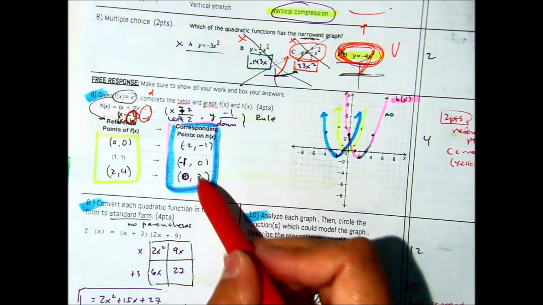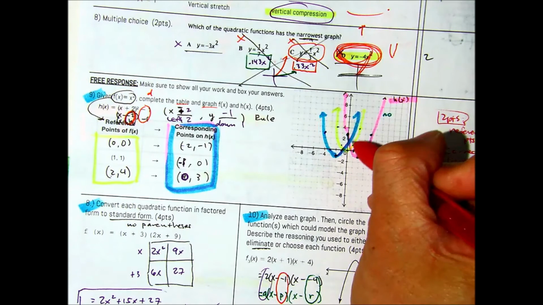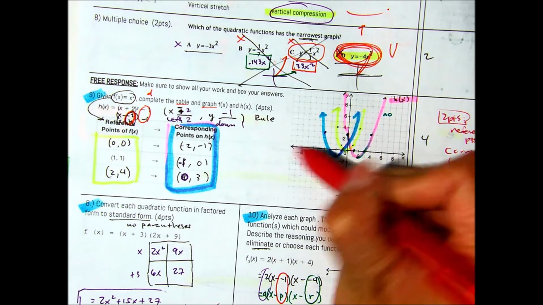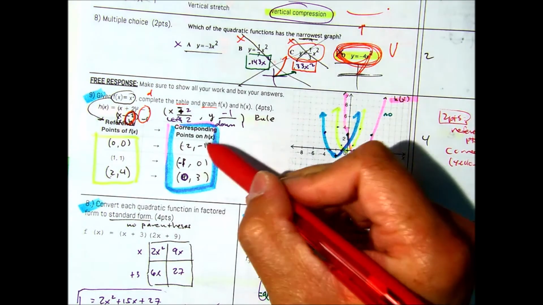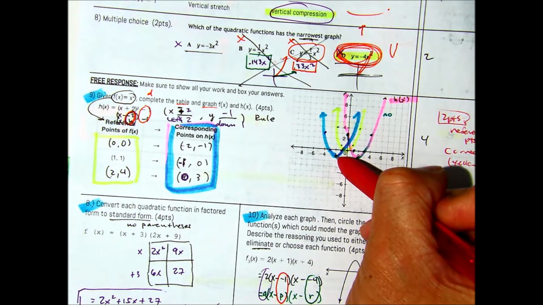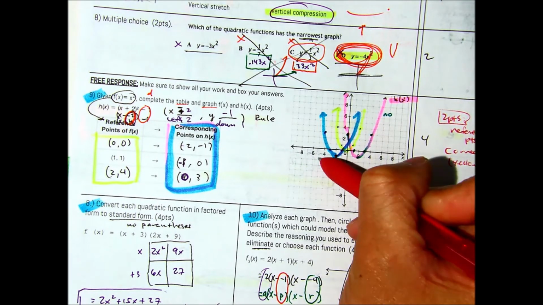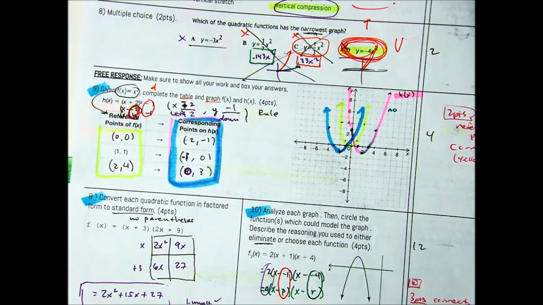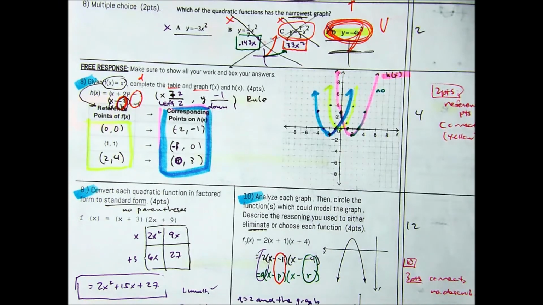You can just graph these 3 points as well and do the same thing. Instead of going right 1, up 1, you're going to go left 1, up 1 from your vertex of -2, -1. And then go left 2, up 4, and there's your graph. Okay? So that's how you do question number 9, only worth 4 points.